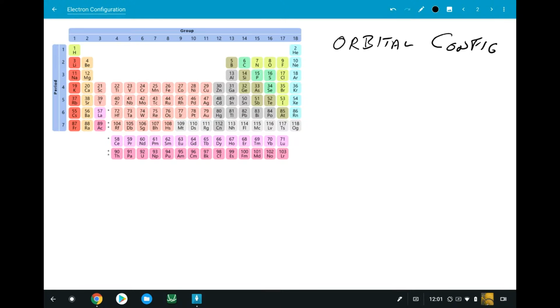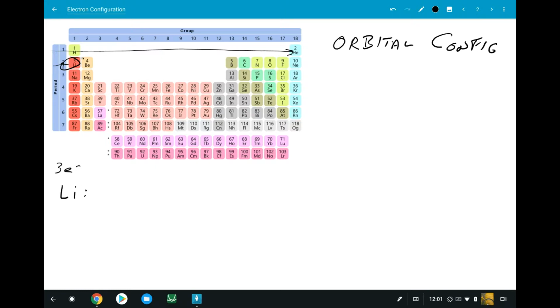So let's take into account lithium. Lithium is in the second row. To write the orbital configuration, first of all, lithium has 3 electrons. If you count, there are 3 squares, and I'm going to go row by row until I get to the particular element of interest. So let's take a look at this. I'm going to go row by row.